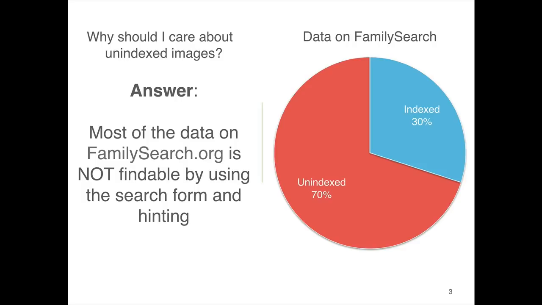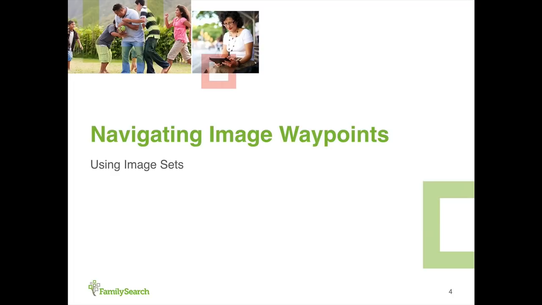Well, the reality is that on FamilySearch.org, the 5.66 billion records that are currently published today represent only about 30% of the data available on the website. The other 70% of the ancestor data that we have published is in the form of digital images that have not been indexed and therefore not searchable or hintable. What we've provided is a digital microfilm experience, and the bulk of this presentation will show you how to make use of those images. We'll start with a simple one, which is navigating image waypoints.